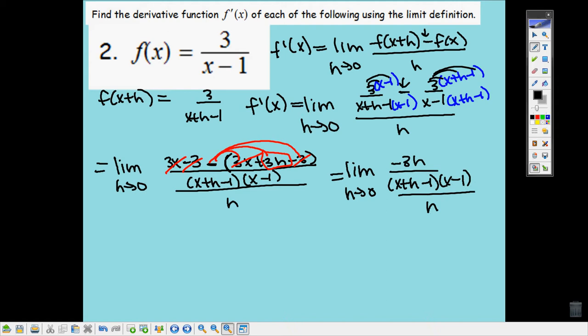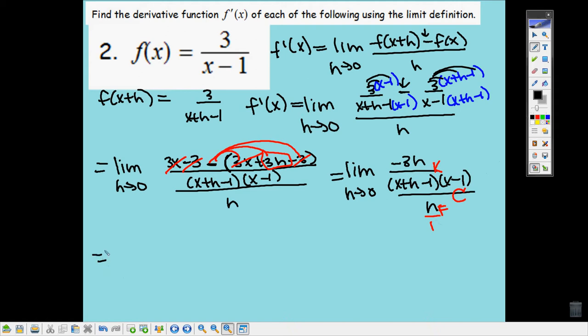Now I am ready to keep flip change this. So this fraction is going to stay the same. I'm going to flip the denominator and change division to multiplication. Please do not write this as 1 over h. It is already h over 1. So when we flip it, we should be multiplying by 1 over h.